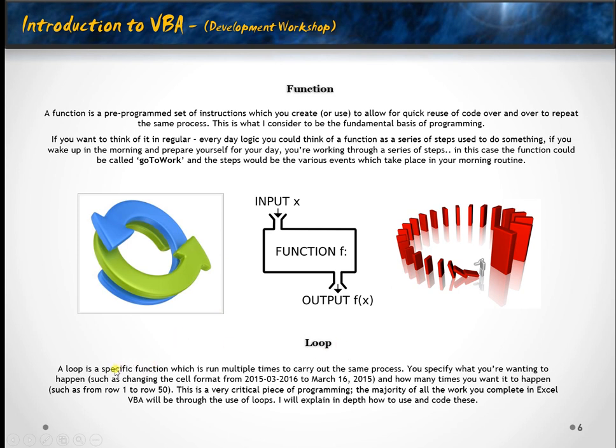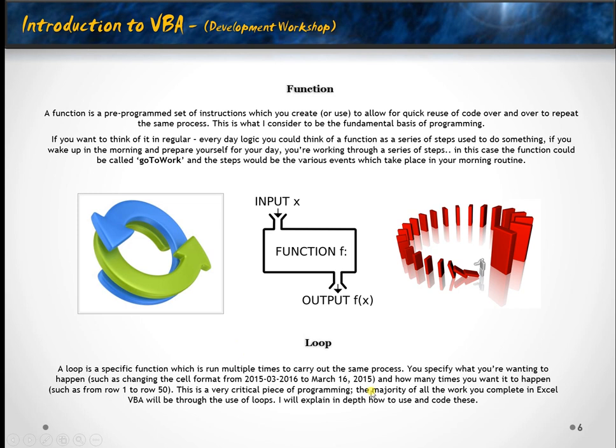A loop is a specific function which is run many times to carry out the same process. You can specify what you're wanting to happen, such as changing the cell format in this exact example I have here, and how many times you want it to happen, from 1 to 50, or however many times you want. You specify the start, you specify the end, and how many times it's going to work. It's a very critical piece of programming.